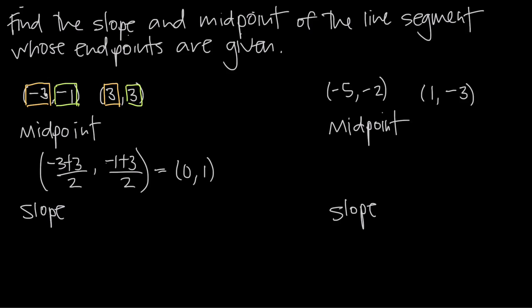And if you plot these points, -3, -1 and 3, 3, and you connect them with a line to make a line segment, and then you plot the point 0, 1, it should appear as though 0, 1 is exactly in the middle of this line segment.